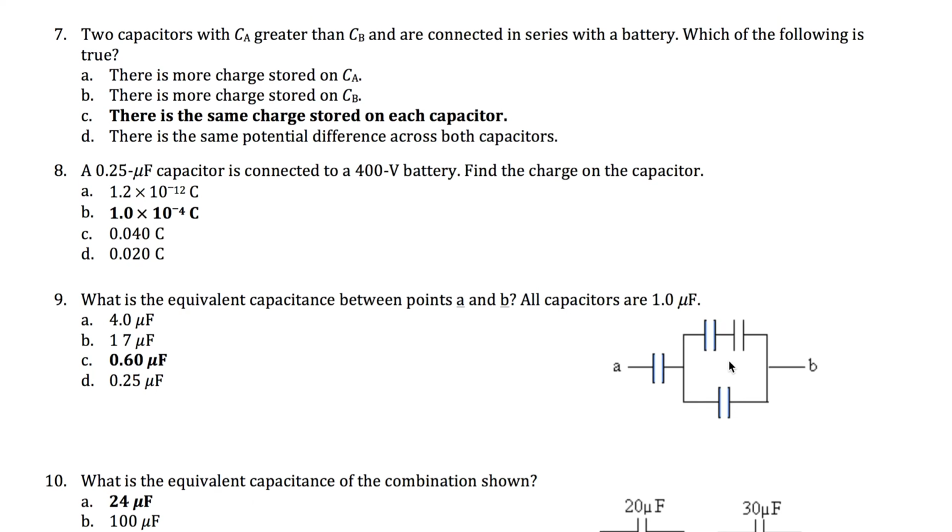Number 7, two capacitors with CA greater than CB are connected in series. Which of the following is true? And it's going to be that there's the same charge on each capacitor, so this is the equation that we also talked about in class, that the charge is the same on each one. I'm not going to go through that whole process of explaining that, but that just comes from this equation, that in series, the charge is always the same on each capacitor and then on the equivalent capacitor.